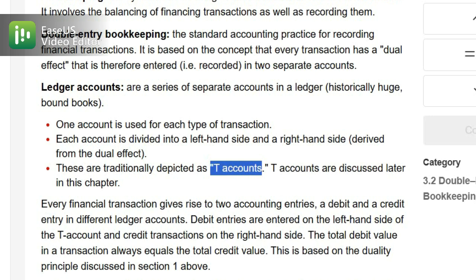Now, debit and credit must balance. Here is the key: total debit must always equal total credit. I'm saying that your total debit must always equal your total credit. That balance keeps your books accurate. If they don't balance, you know something is wrong. So it must be balanced, right?